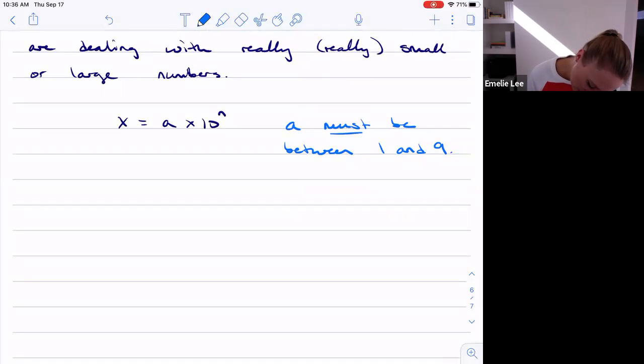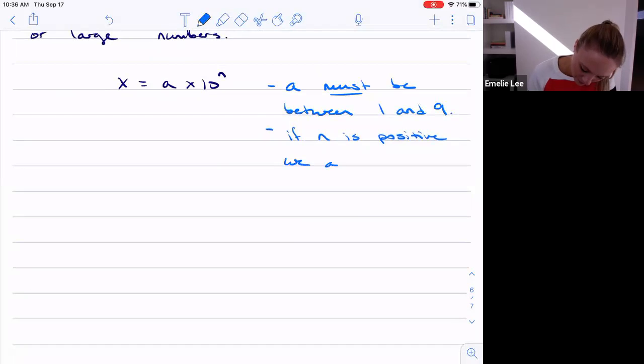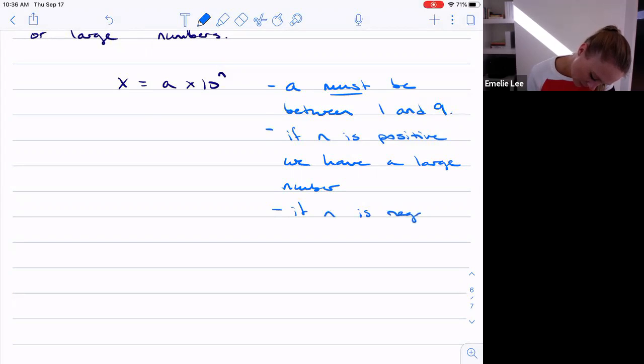And n, if n is positive, we have a large number. And if n is negative, right, so negative n, I should say. That just makes more sense to talk about it this way. If n is negative, we have a small number.